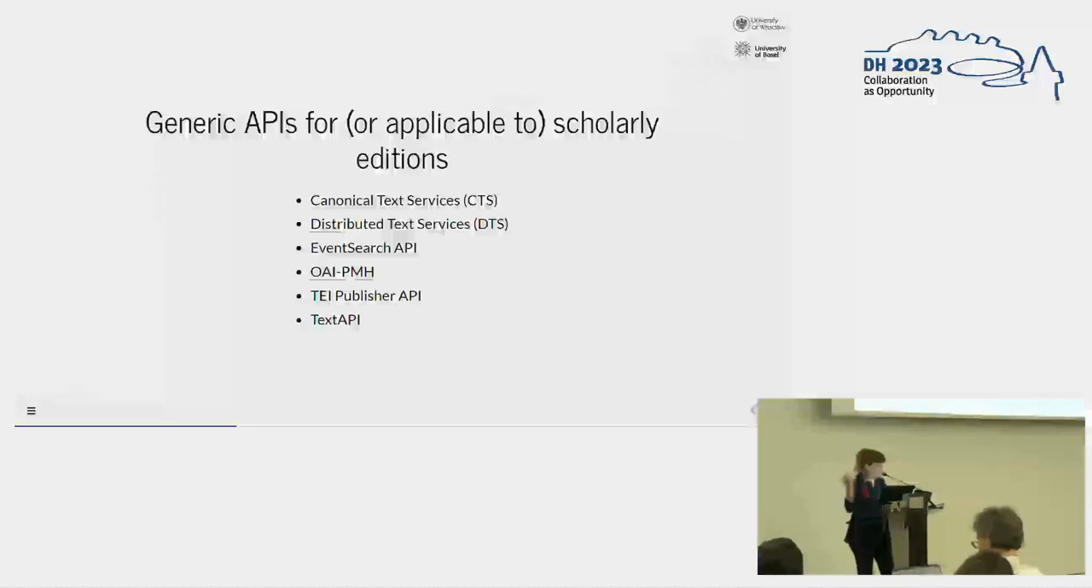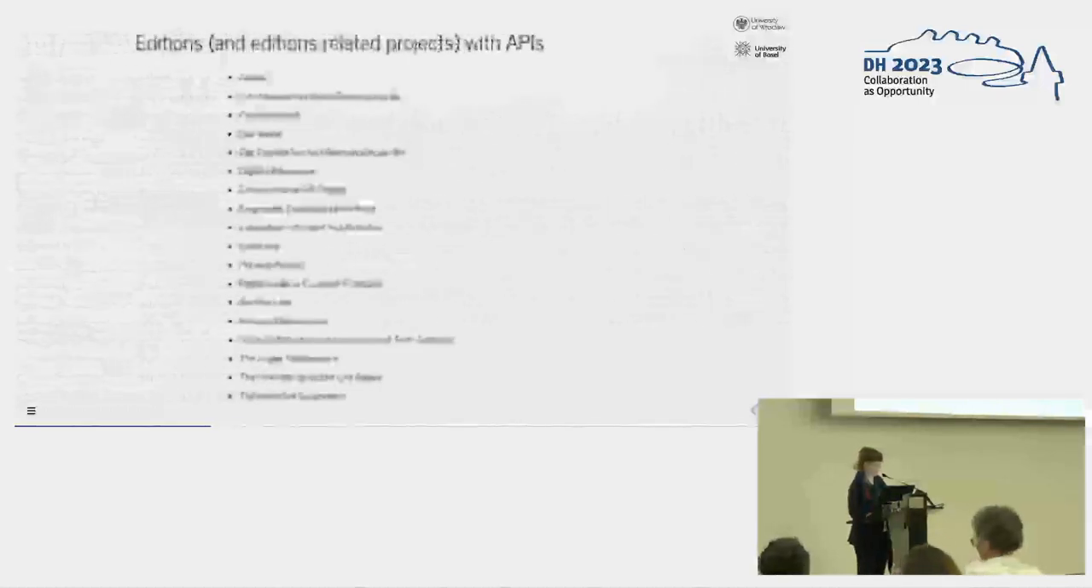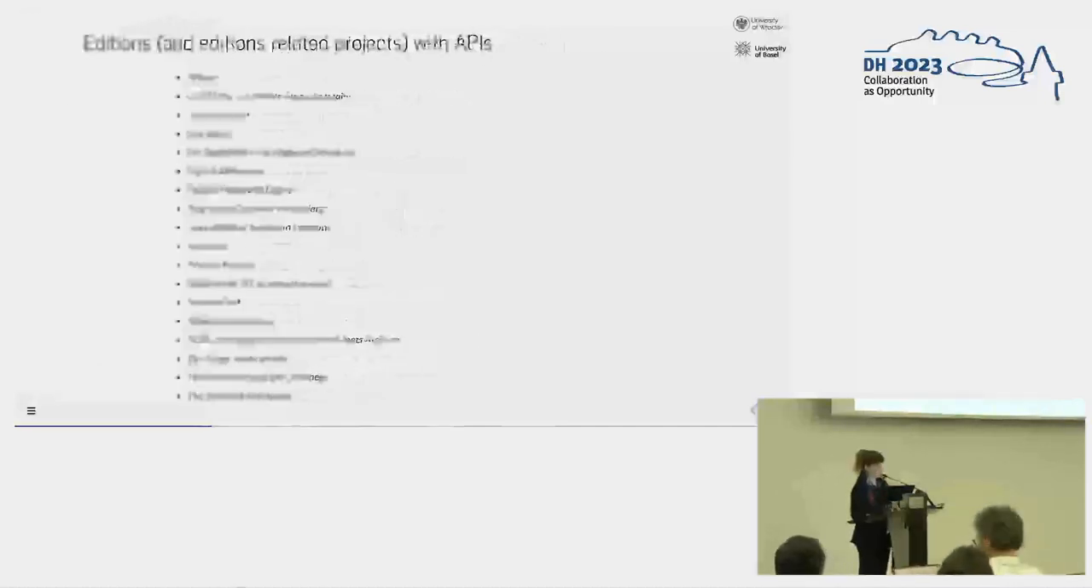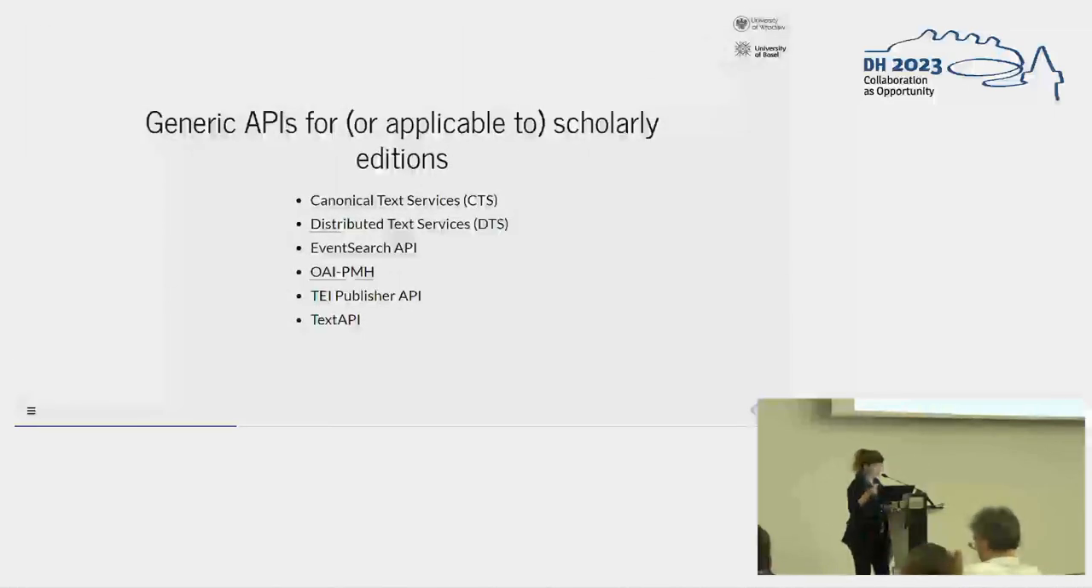There are two that I only recently discovered. The Event Search API is an ongoing effort. Probably someone in the audience knows more about it than I do. It's an ongoing effort of the Austrian National Library, the part of the library that works on digital editions. And the idea is to make available the data from all their editions through this API that focuses on events, and each edition can describe what an event is. So, for instance, in this one, the Diary of Okopenko, which is available through this Event Search API, they decided that the event is the diary. So it's customizable by each project.